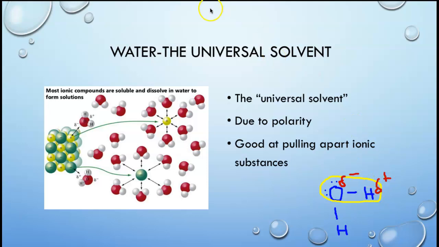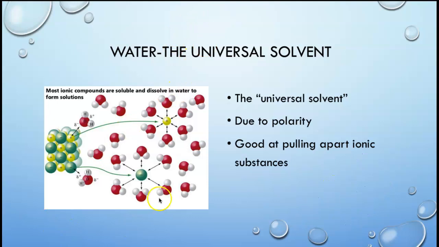Furthermore, because of the shape of water, and if you look at the shape, this end of water is bent. This end is a negative end, and this end where the hydrogens are is a positive end. So we know that water is polar. So it's got that separation of charge.